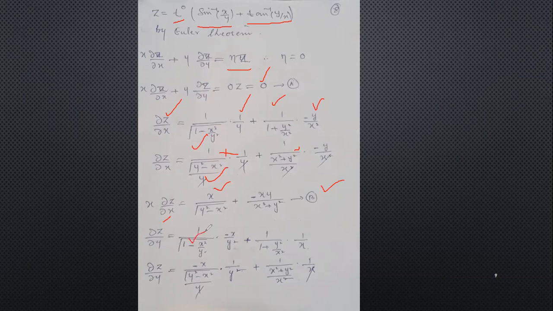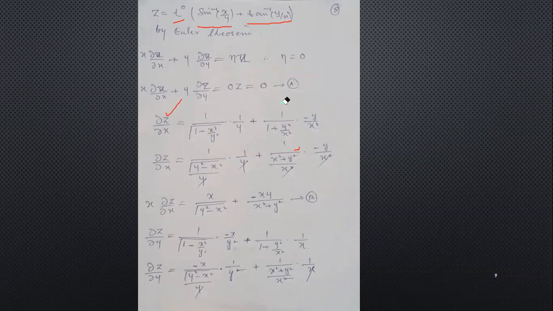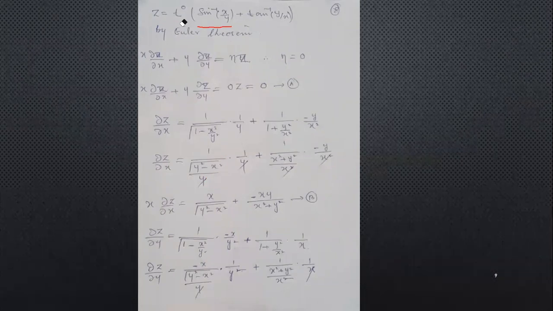Similarly, the derivative of z with respect to y. First we take the derivative of the inverse, then its angle. So the partial derivative of z with respect to y. After simplification of the first term and the second, we get minus x upon under root of y square minus x square divided by y, into 1 upon y square, plus 1 upon x square plus y square divided by x square, into 1 upon x. So now multiply with y on both sides.